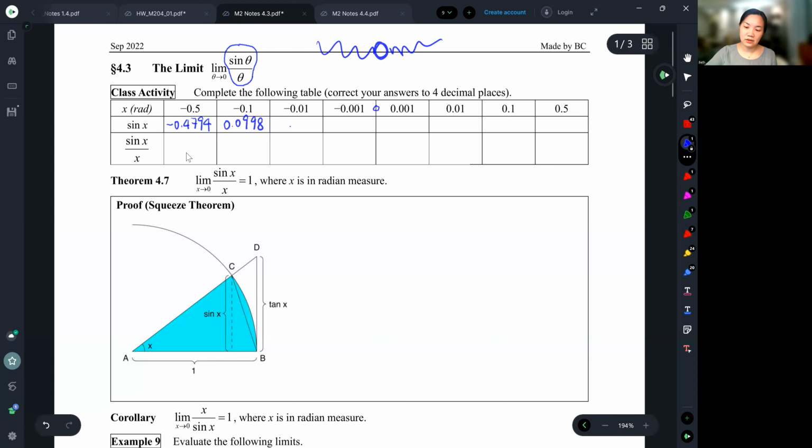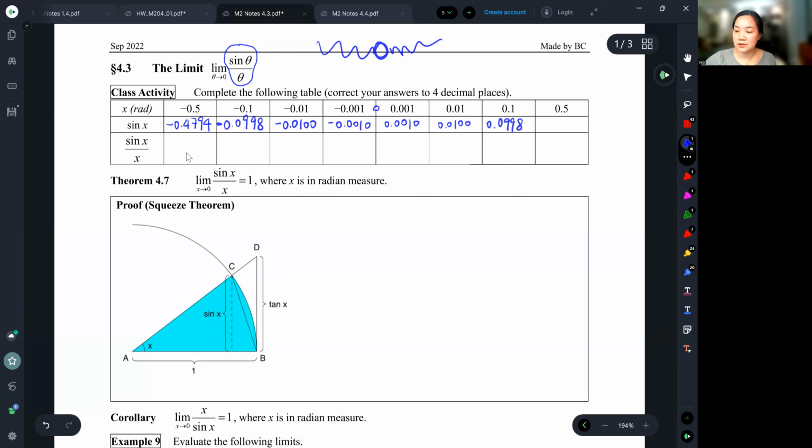It's 0.01, I think. It's negative 0.0100, I think. And then sine negative 0.001 is negative 0.0010, like that. And these are similar, okay? These are just positive. This is negative. This one is negative, and this one is positive.